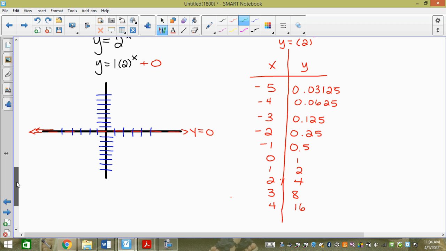I can go -5, -4, and 1, 2, 3, 4, 5. So very close to the x-axis. 0.0625, very close. 0.125, still very close. 0.25 is a quarter, still close. 0.5 is getting a little better. Then I have my 1. Then I have 1 and 2. And then I have 2 and 4. And then I have 3 and 8.